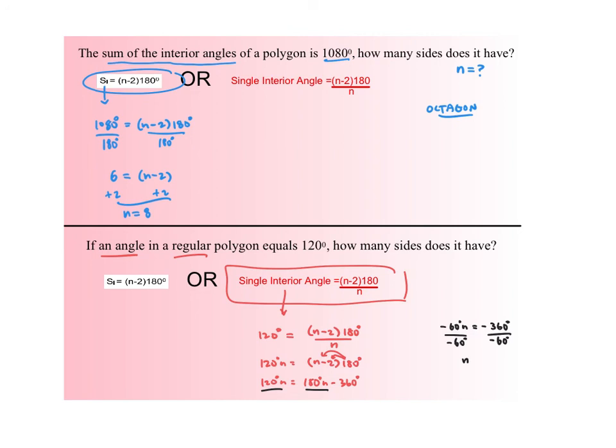When I divide both sides by negative 60, I get a positive 6. So that looks like the shape being spoken about above is a regular hexagon.